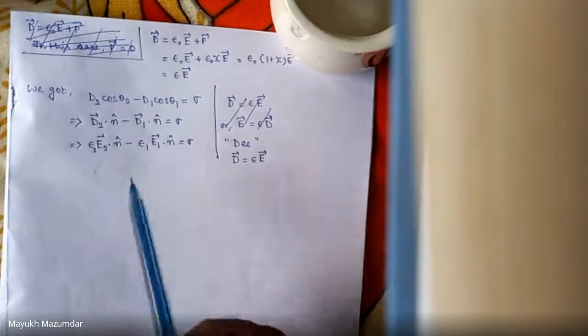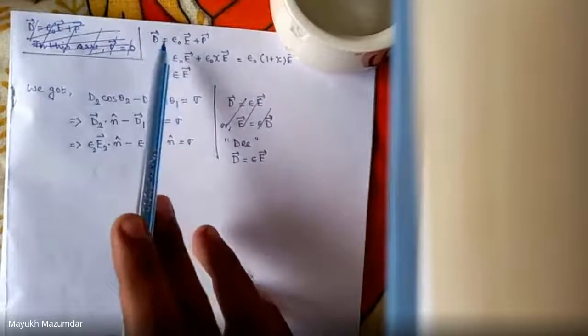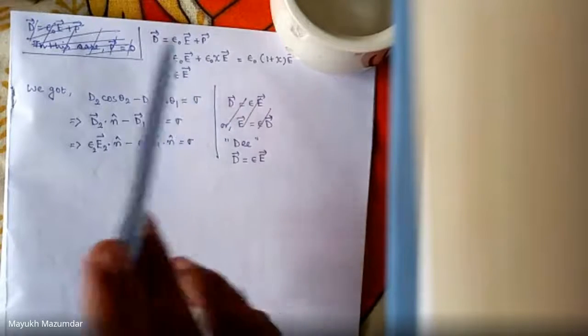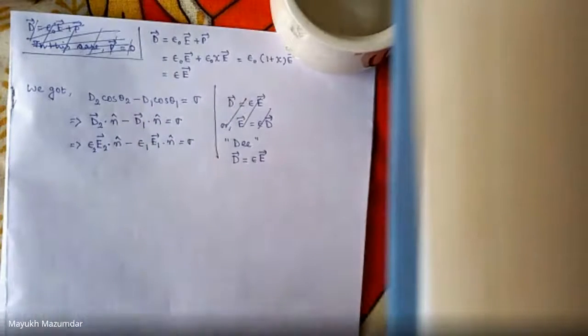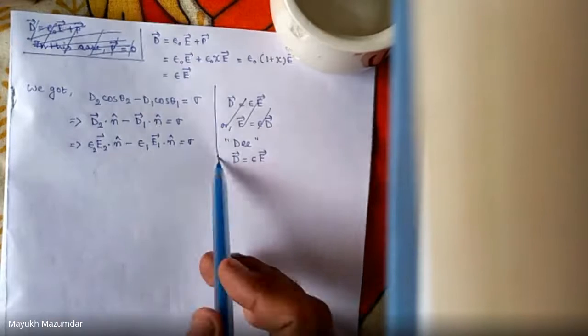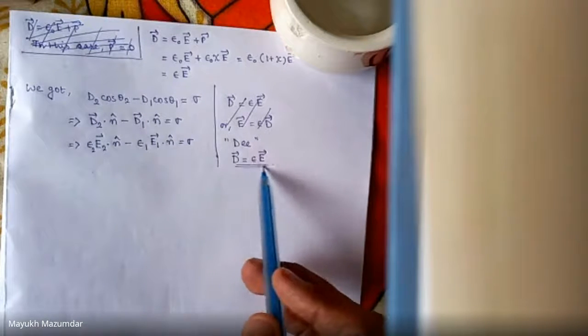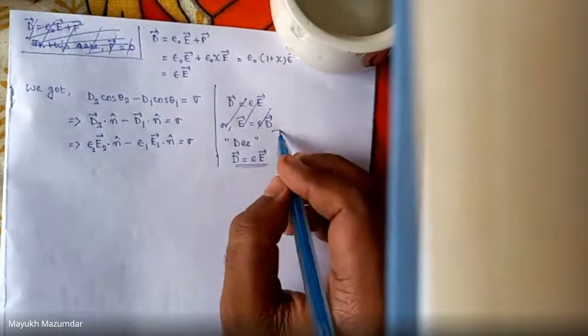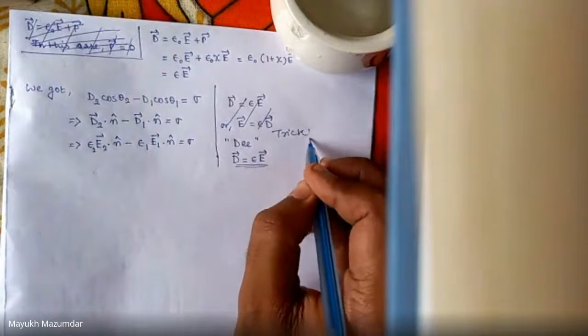If you remember this derivation, then you will never forget that D is equal to epsilon into E or E is equal to epsilon into D. That confusion will never arise. But if you forget in the exam, then remember this trick, that D is equal to epsilon into E.